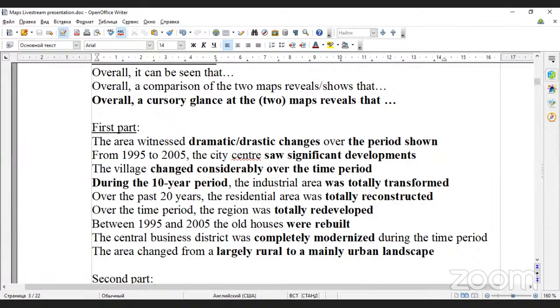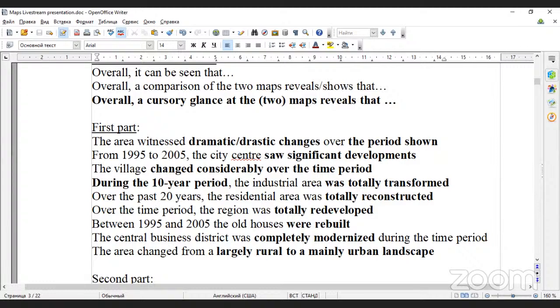So you write this introduction, like "overall, it can be seen that" or "a cursory glance at the two maps reveals that", and then you give a general overview of what happened on the map, some changes, yeah? So, "the area witnessed dramatic or drastic changes over the period shown", or "from 1995 to 2005, the city center saw significant developments", or "the village changed considerably over the time period", or "during the 10-year period, the industrial area was totally transformed". "Over the past 20 years, the residential area was totally reconstructed." "Over the time period, the region was totally redeveloped."